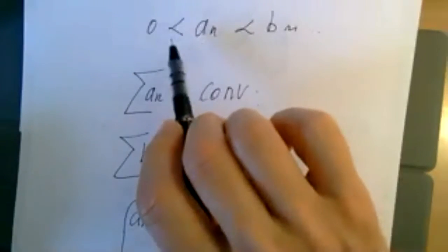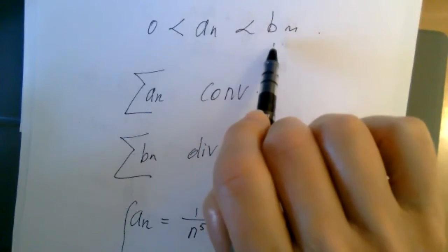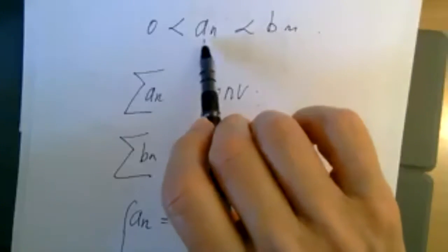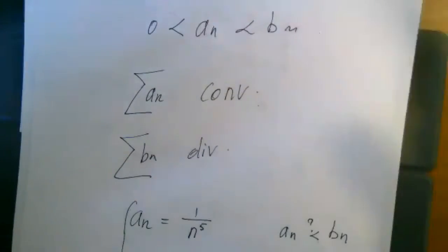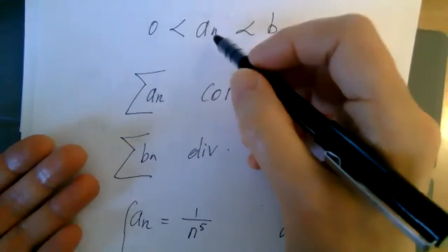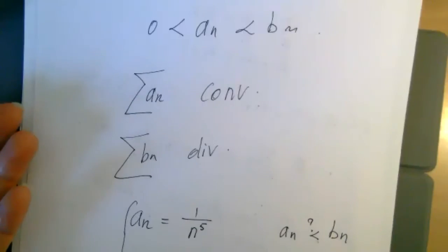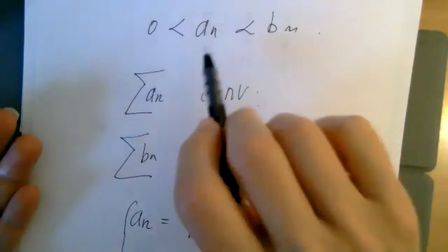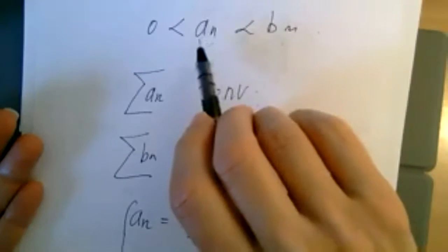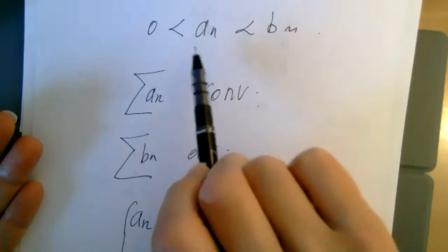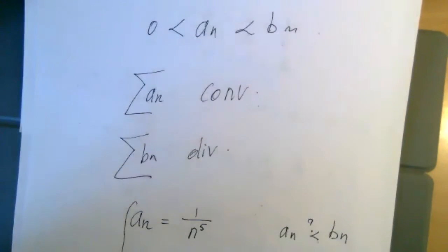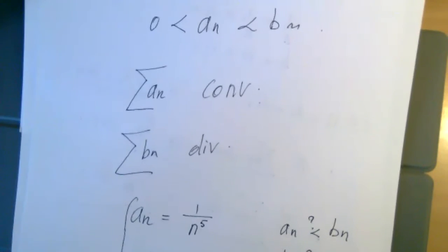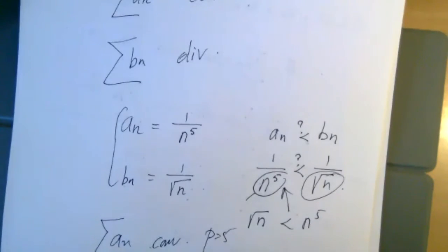Positive is required. a_n has to be less than b_n. So if sigma a_n converges, sigma b_n can converge or diverge, because this one is larger, so it can blow up to infinity. If the larger converges, the sum of the smaller converges. If the smaller converges, the sum of the larger may not. And that's what the ordinary comparison test is actually telling us.